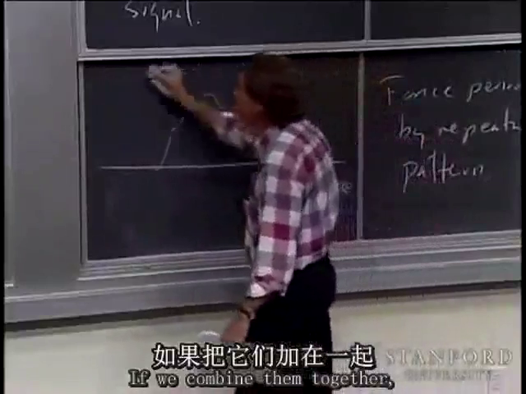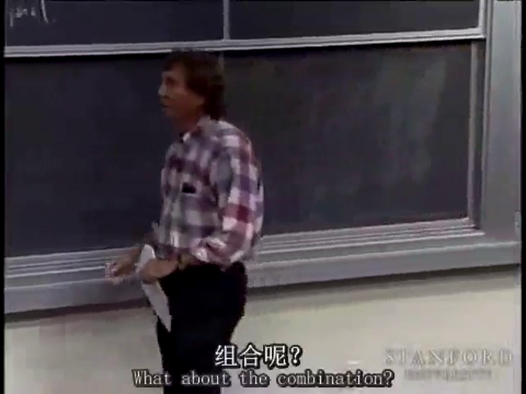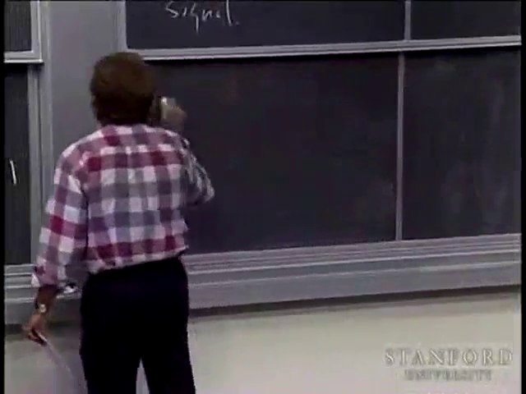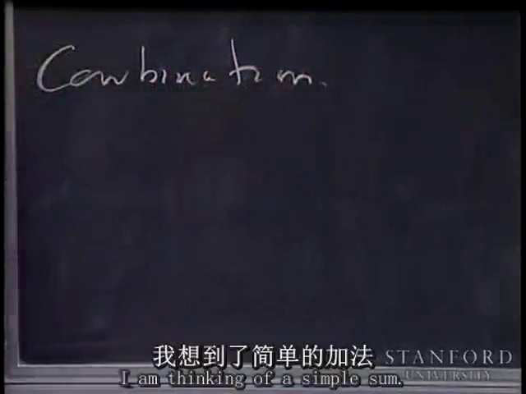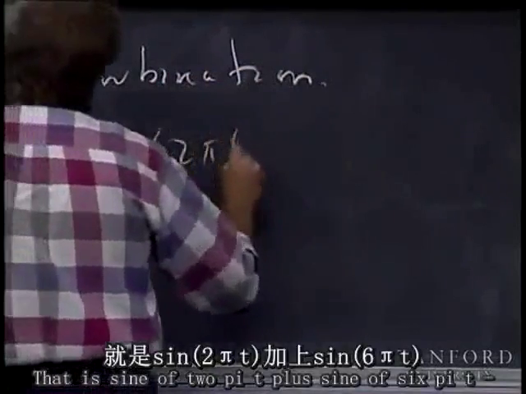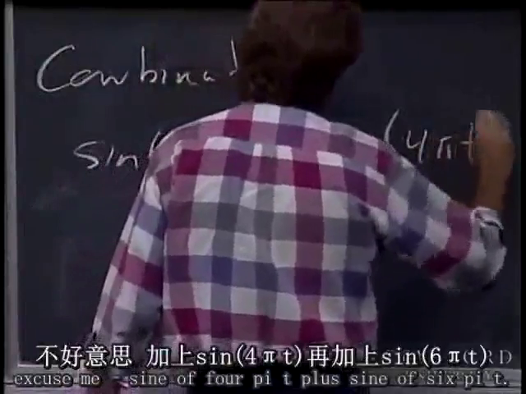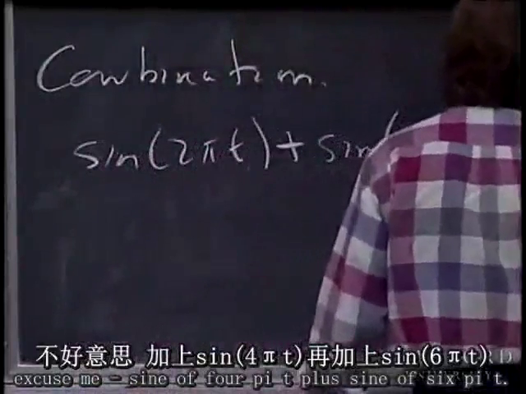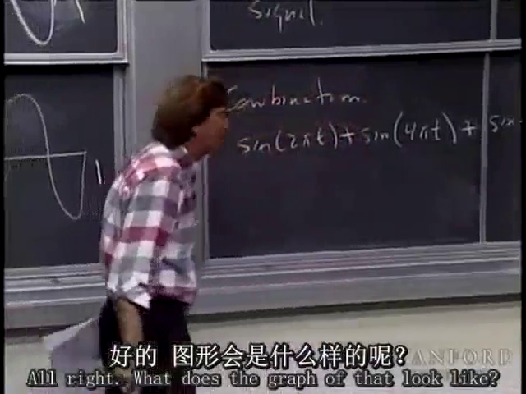If we combine them together, I actually have a picture of it here, but I think I'll just try to sketch it. Fool that I am. What about the combination? And when I say combination, I am thinking of a simple sum. That is sine of 2 pi t plus sine of 6 pi t, excuse me, sine of 4 pi t plus sine of 6 pi t. All right? What does the graph of that look like?